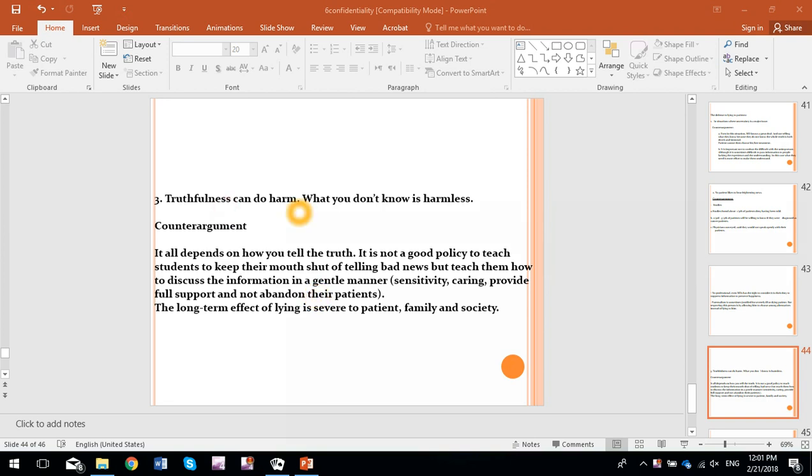Truthfulness can do harm. What you don't know is harmless. This is another argument, that since the patient does not know anything, this is harmless. But if he knows what goes on, this means that you are violating the harmless. But the counter argument here is that it all depends on how you tell the truth.